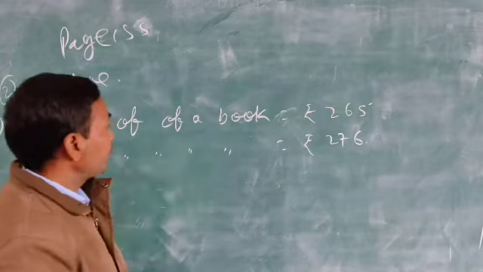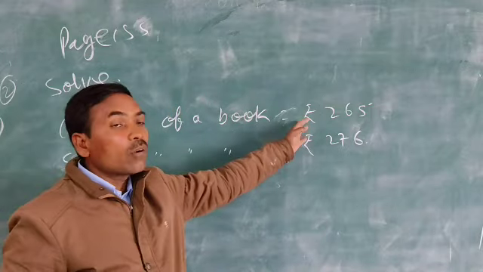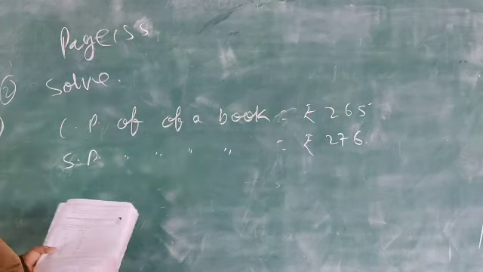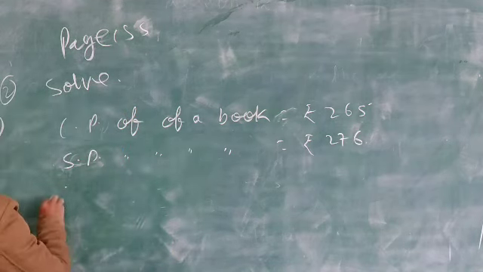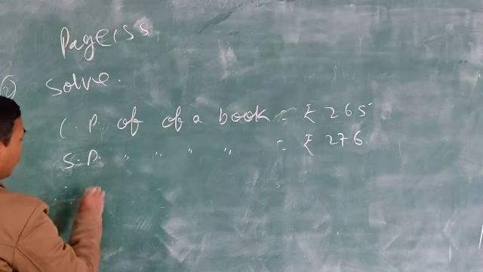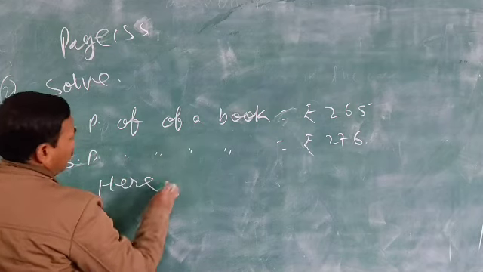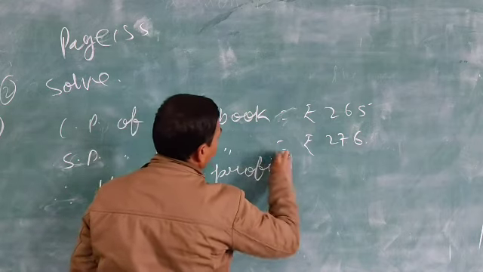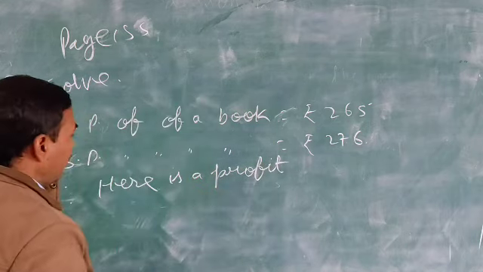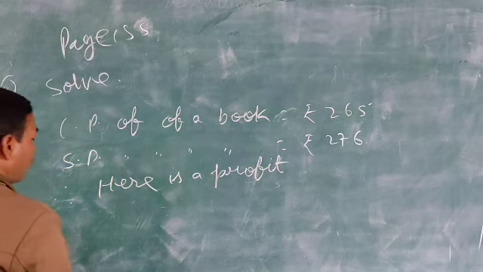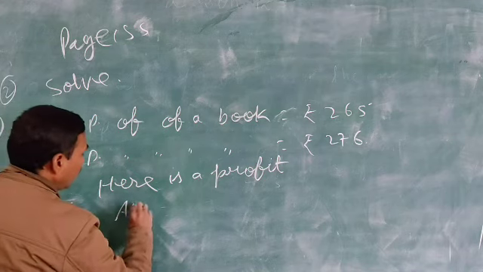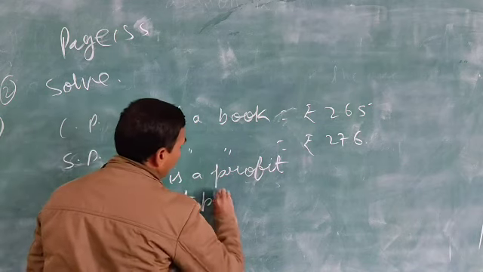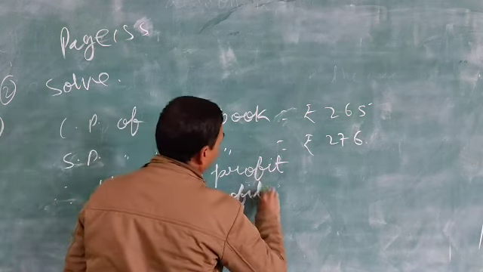You see here your selling price is greater than cost price, so there will be a profit. So you will find the profit. Hence here there is a profit, and you find the amount of profit.